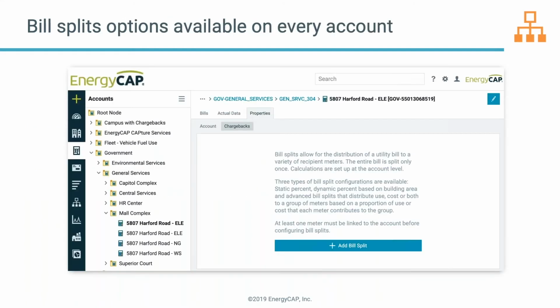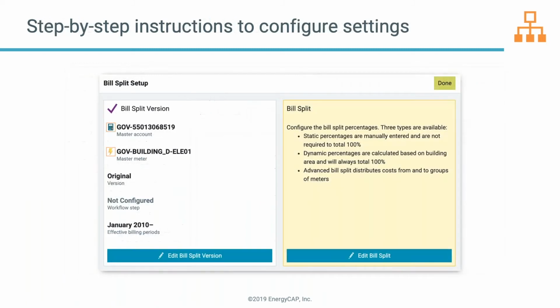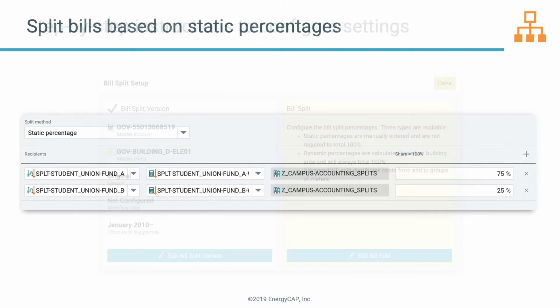You don't have to set up the account in a special way in advance. You can simply select an account and you'll be guided through the process of setting up a bill split. We walk you through with step-by-step instructions, configuring the settings, making sure that you have all the required information set up to make sure that your bill splits are ready to go.